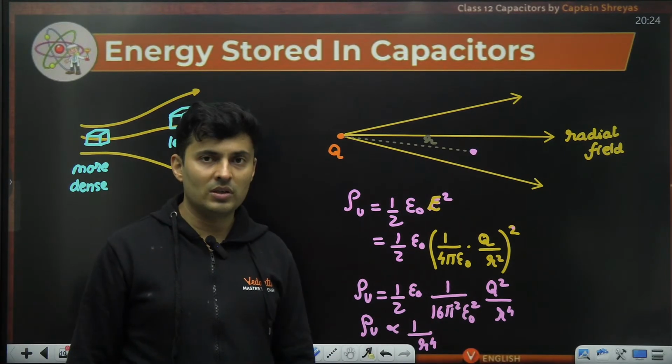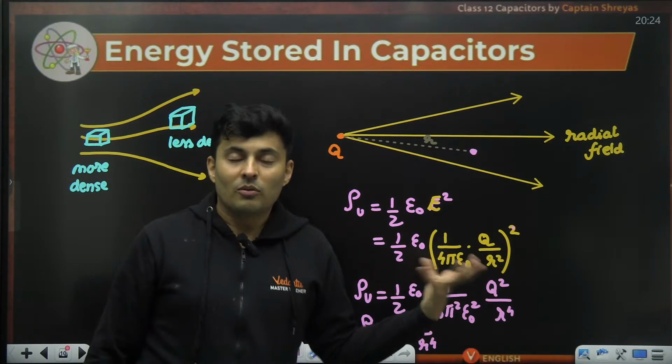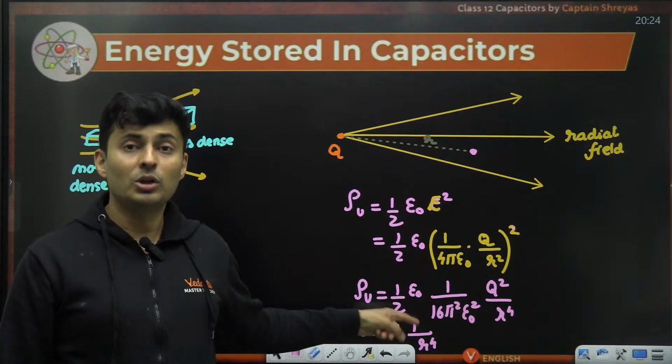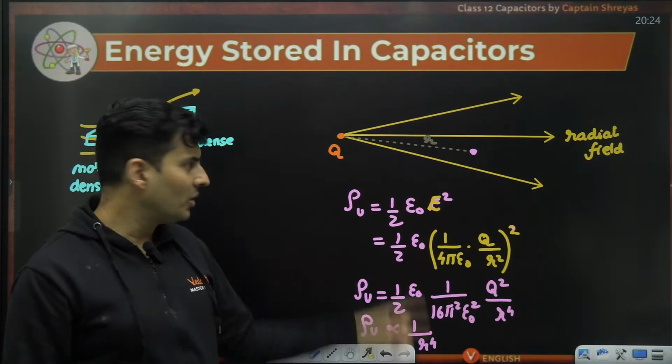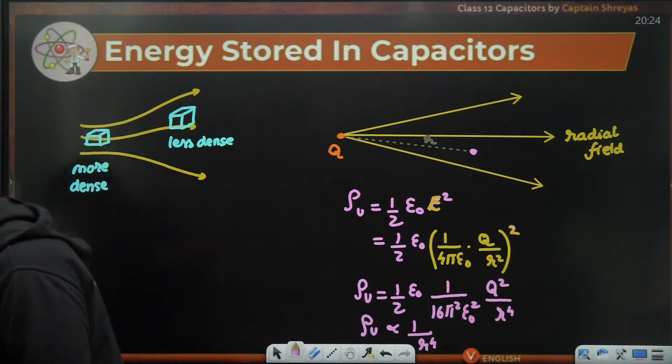This kind of question was also asked in one of the previous years, where you have to figure out what the power of the distance is to which energy density is proportional for a point charge. Right? I hope this is absolutely clear.